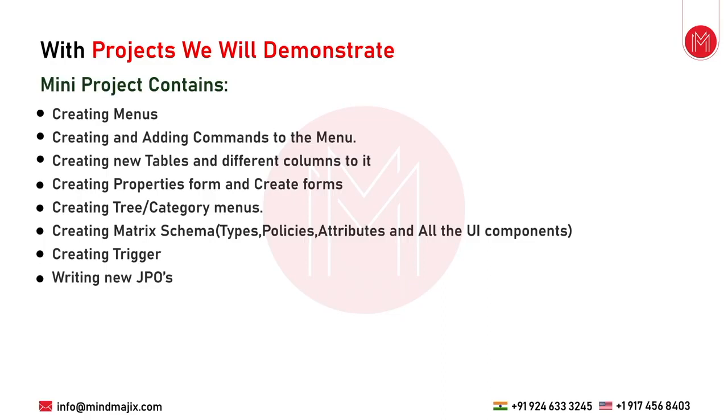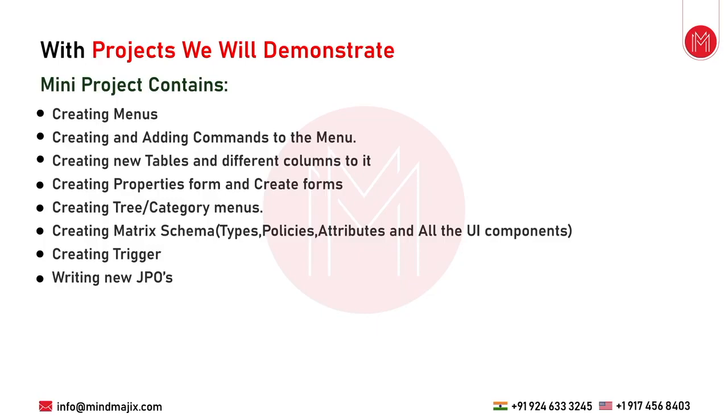Next, creating the properties form. Again, creating forms, we will cover these also. Again, how to create the tree, menus and categories, we will also cover. Then schema components. These are the UI components, like tables, menus, commands and all. But to render these UI components, we need some schema also. We can call it types, policies, attributes.